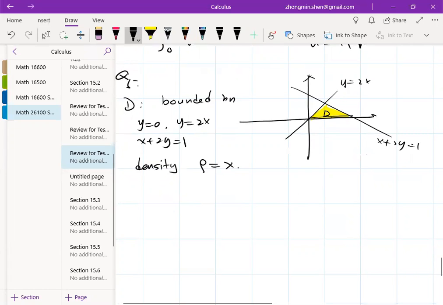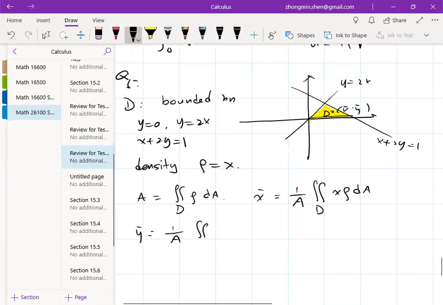So first of all, you have to write down the formula. Okay. So the mass m is going to be the double integral of rho dA. Then the center of mass is x bar, y bar. You have to write down what x bar is. X bar is the double integral of x times rho dA. And y bar is going to be the double integral of y times rho dA. Okay. The question is, how do you evaluate this integral? Yeah, I'm going to set up the integral.